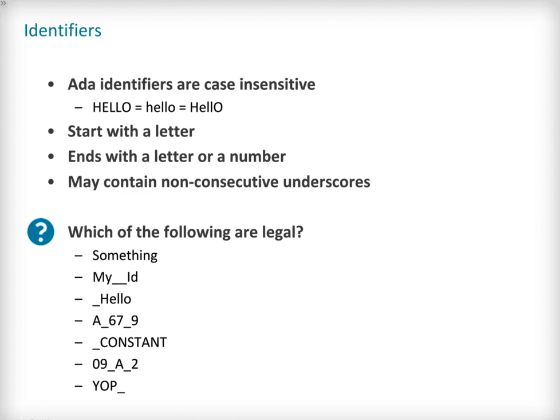Identifiers always start with a letter and may end with a letter or a number. Underscore characters are allowed as long as they are surrounded by letters and numbers. That is to say, you cannot have two consecutive underscores in the same identifier.